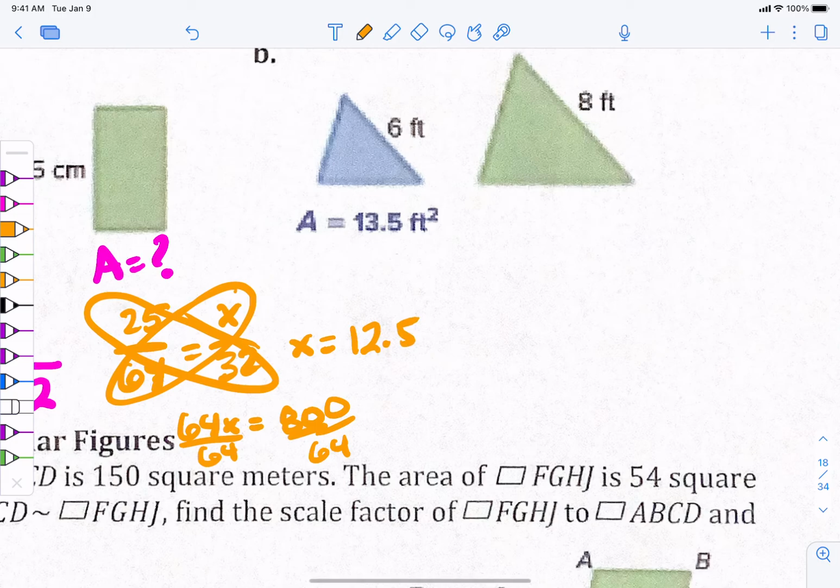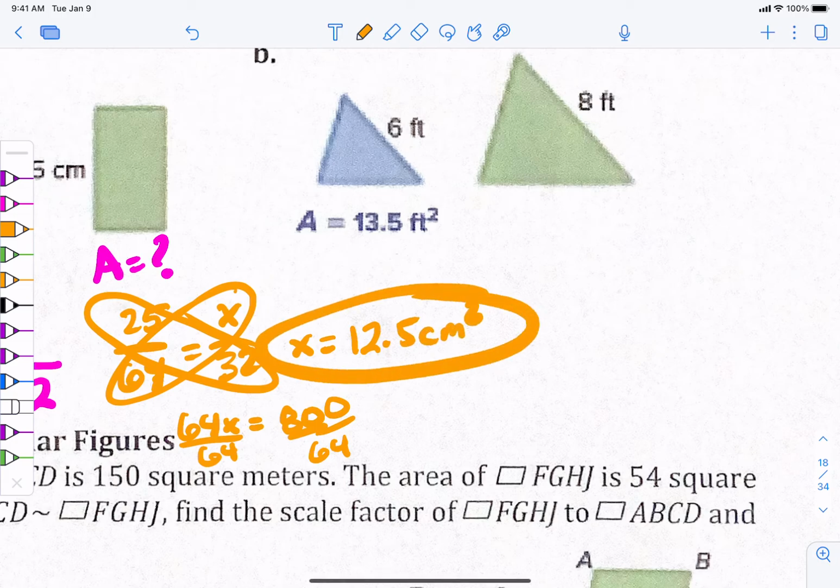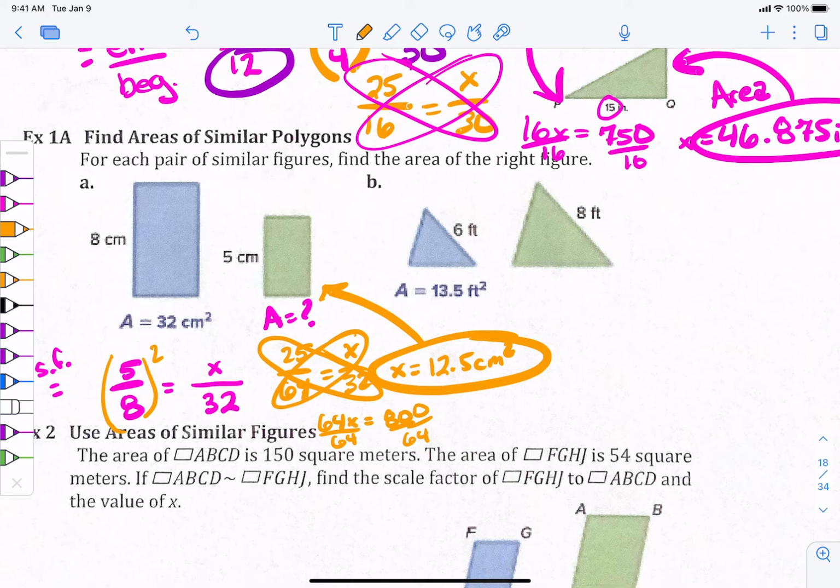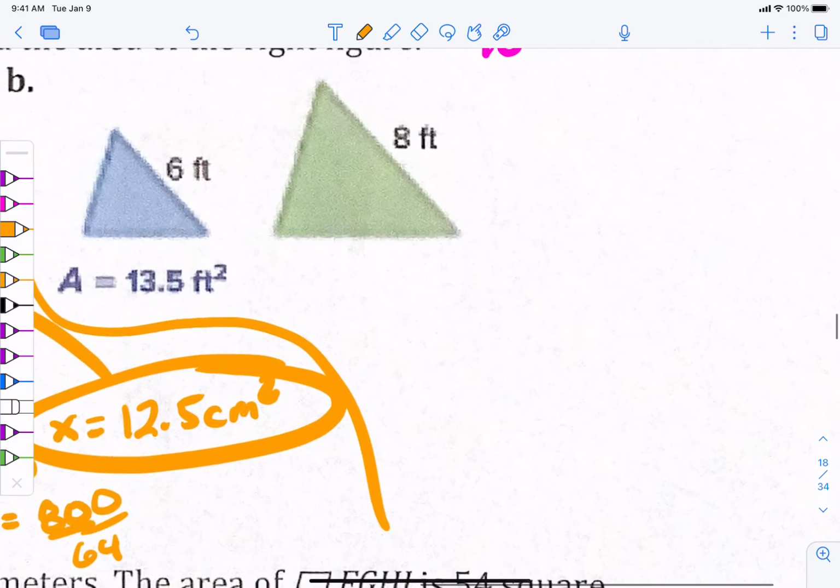12.5 what? Square centimeters. And what did we just find? The area of that guy. Now, checking your answer, what was the area of the first one? 32. What area did I get? 12.5. Should my area be smaller than the original? Yes, right? So look at that just to make sure you didn't do something wrong. Really, you could also just find the side from that.